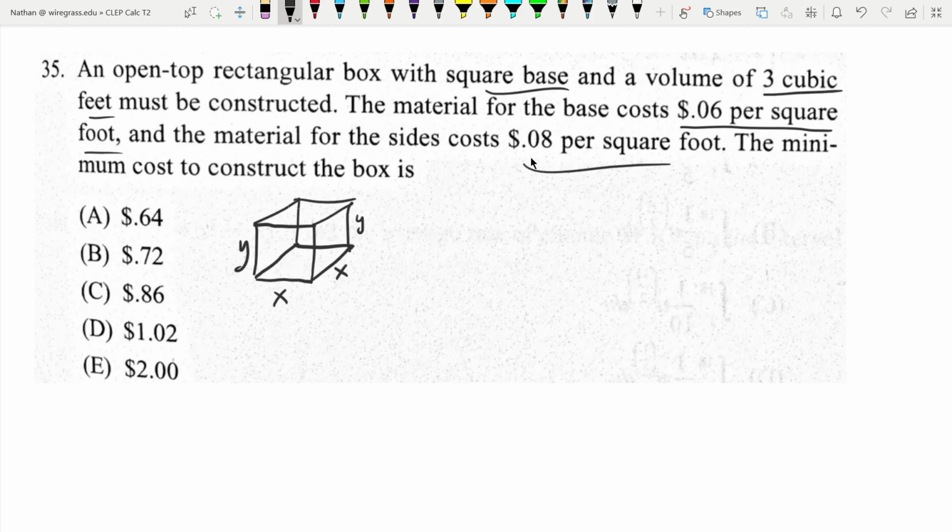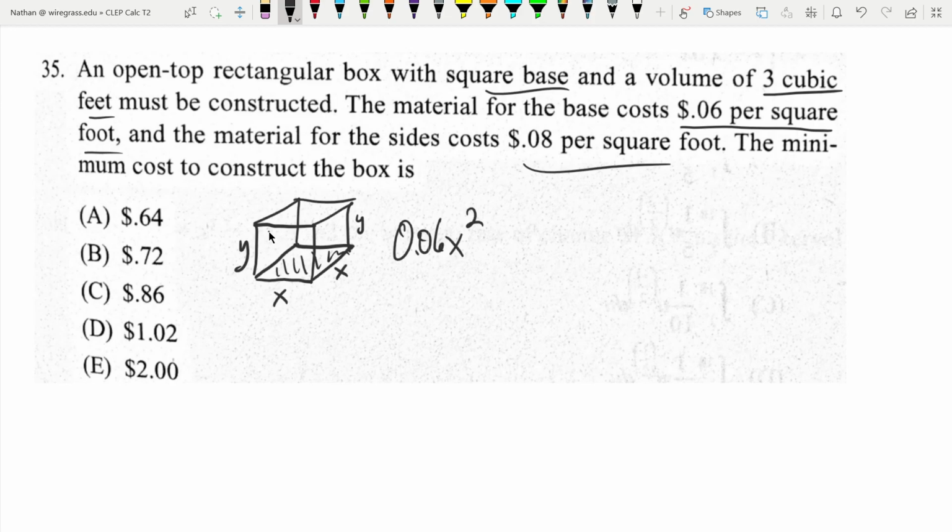So the material cost for the base. The base, of course, is just this bottom portion here. The base is x times x, so x squared. And it's 6 cents per square foot. Well, this is how many square feet there are. It's going to be 0.06 times x squared. That's the cost for the base face of this box.